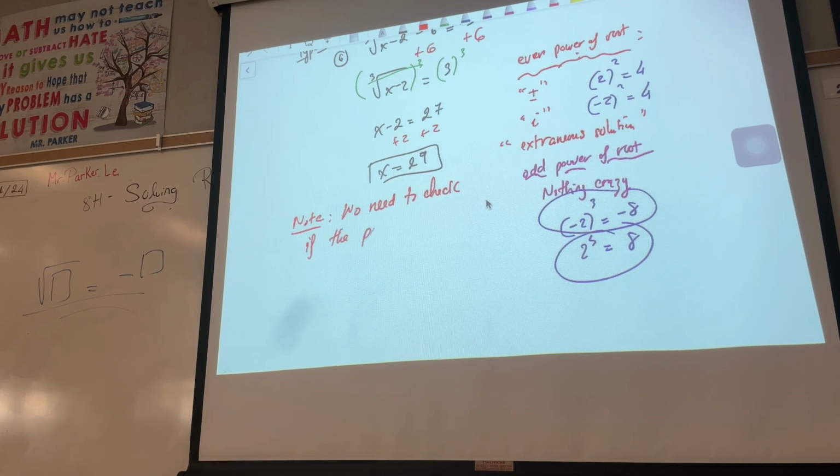No need to check if the power is odd. The root power is odd.